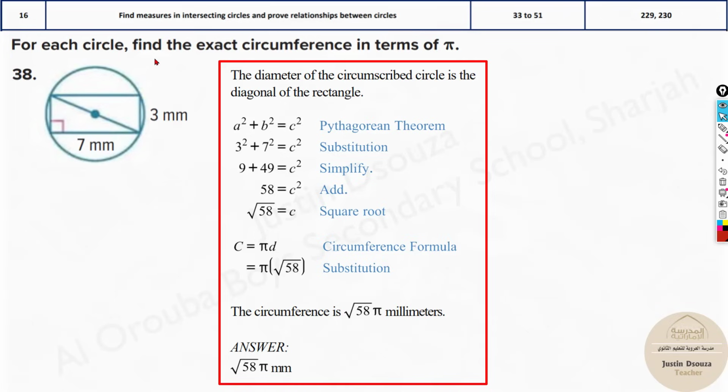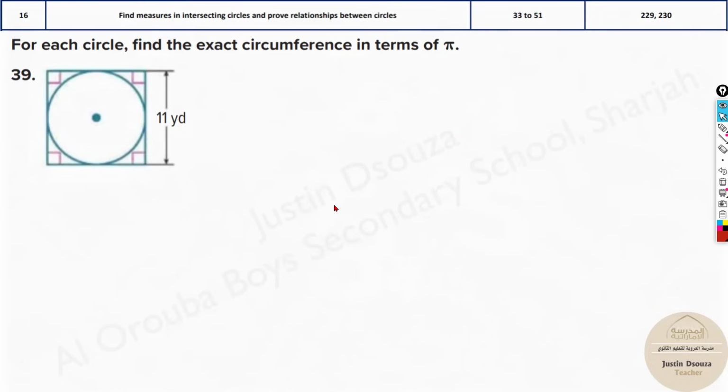Just now we have done similar problems with Pythagoras. I did not write the Pythagoras theorem, but you can write the formula. It's a squared plus b squared equals c squared, and the circumference formula as well, and then simplify it.